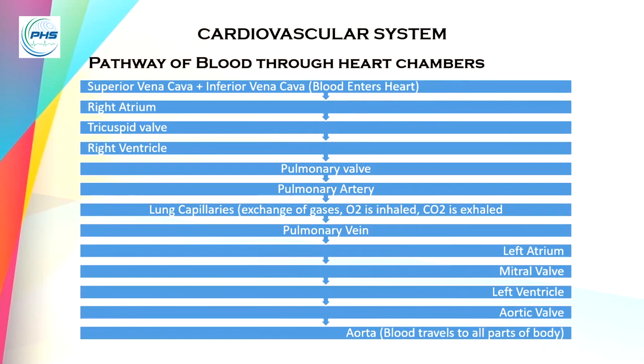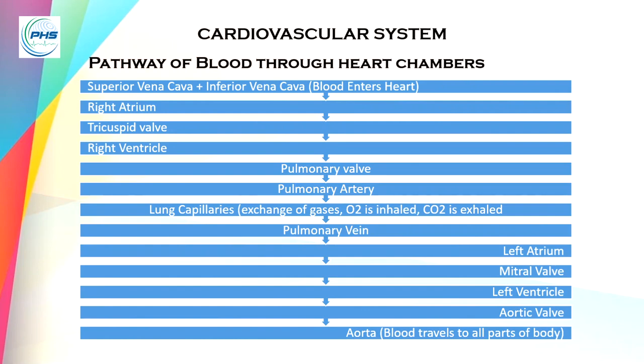Next, let us look at the pathway of blood through the heart chambers. The blood from the systemic circulation is received in the right atrium and enters the right ventricle via the tricuspid valve. As the right ventricle contracts, the deoxygenated blood enters the pulmonary artery via the pulmonary valve. The tricuspid valve stays shut, preventing backflow of the blood.